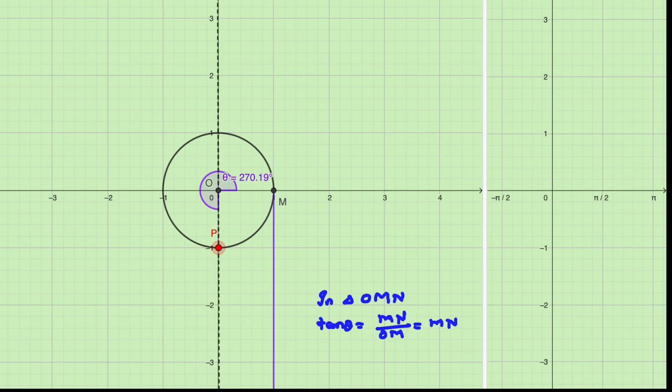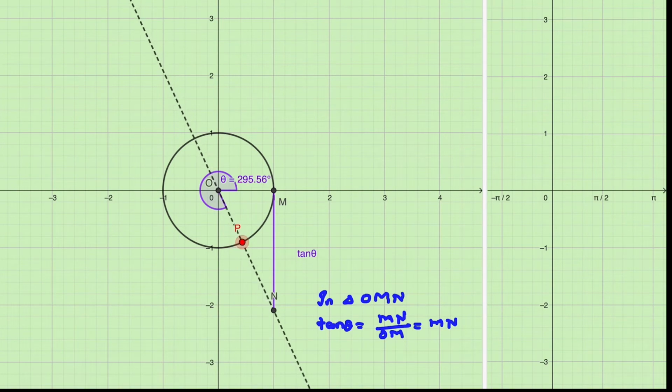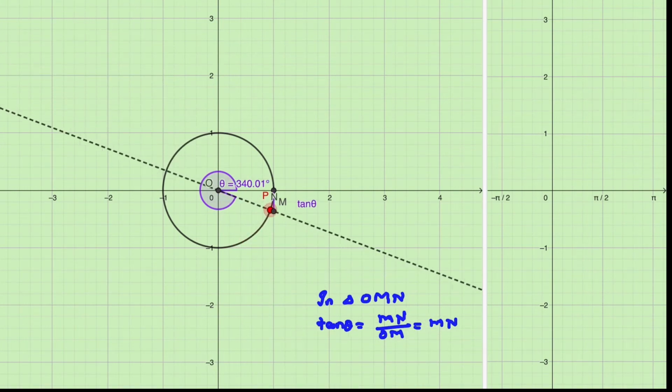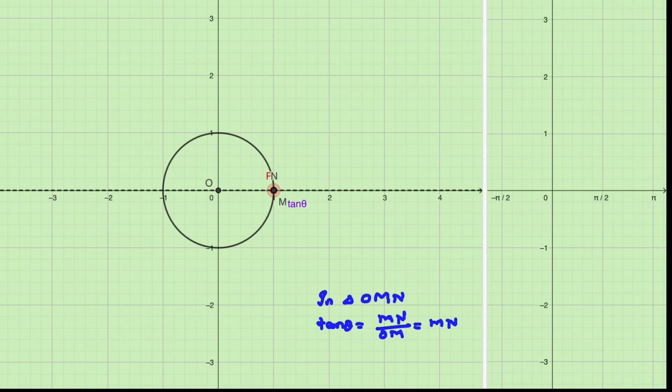So, tan 270 degrees is not defined. And in the fourth quadrant, as theta increases, tan theta increases from minus infinity to 0. Tan 360 degrees is 0.